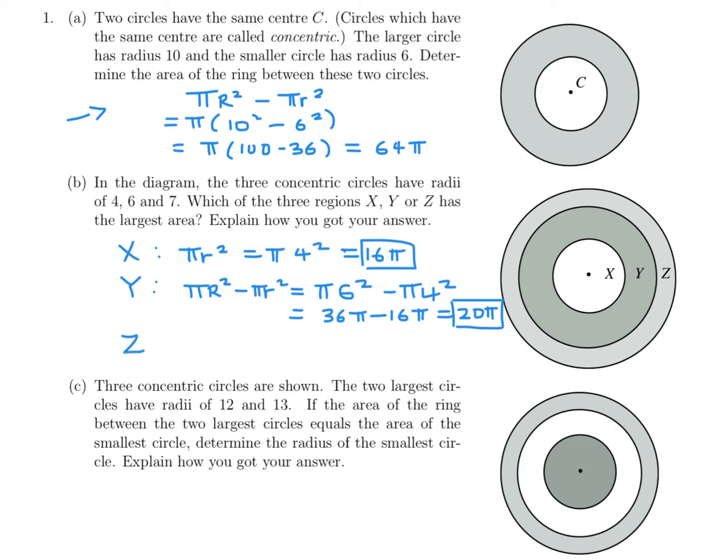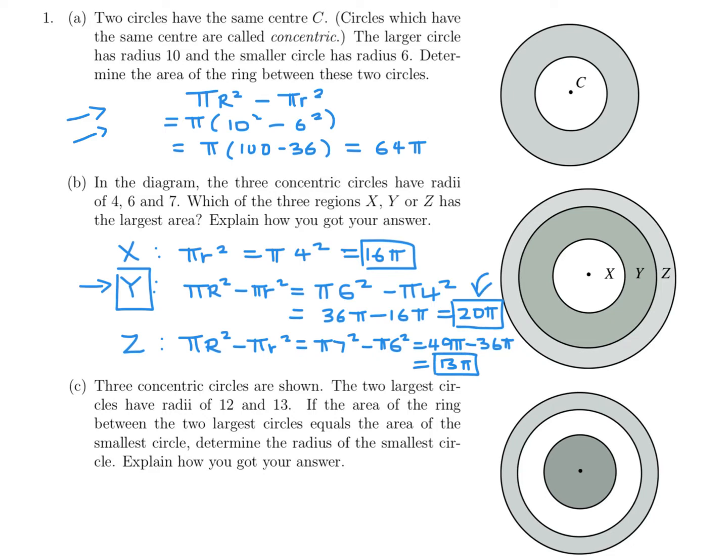And then z would be calculated again in a very similar way to part A and the way we did for y. Subtraction of two circles, so pi r squared minus pi r squared. And this time the radii we're going to use are 7 and 6. So it's pi 7 squared minus pi 6 squared, so 49 pi minus 36 pi, and that is 13 pi. So of these, the largest is y, because it's 20 pi, and the others are 16 pi and 13 pi.